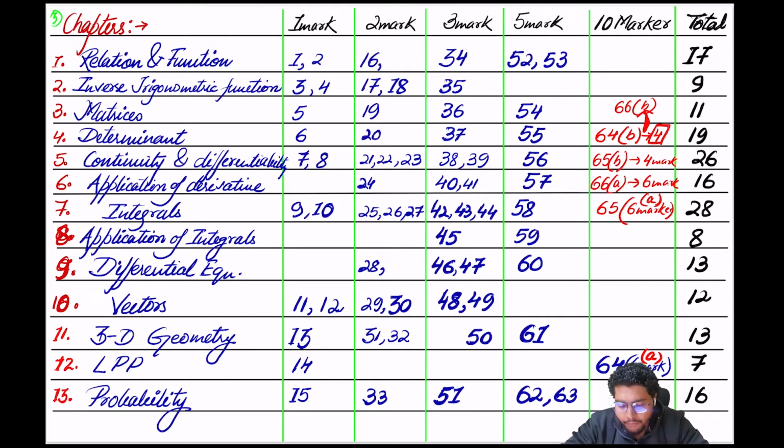ITF, if you see: 1 marker we have 2 questions, 2 marker again 2 questions, 3 marker 1 question. That's it, done. So 9 marks we can get.